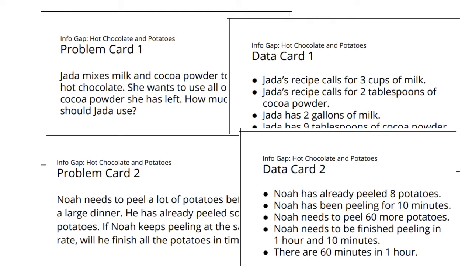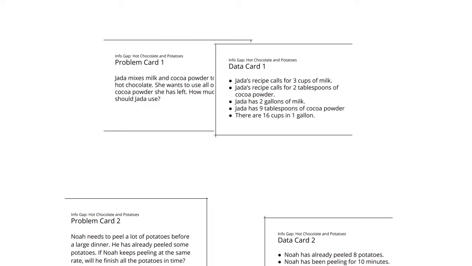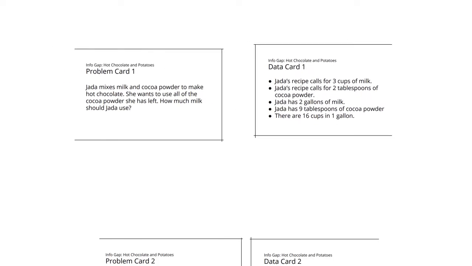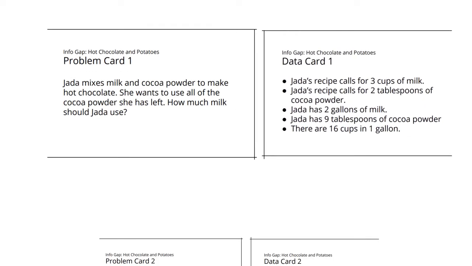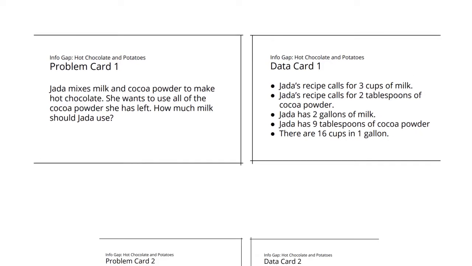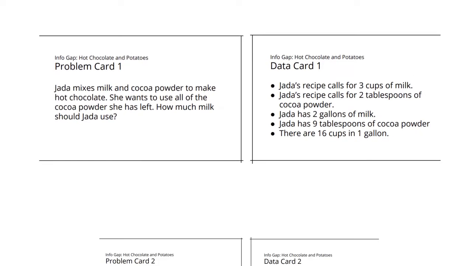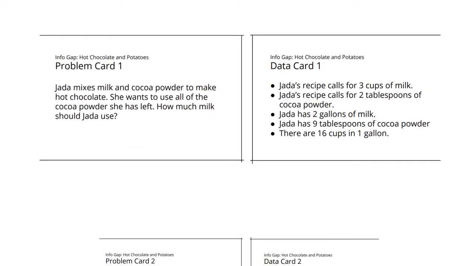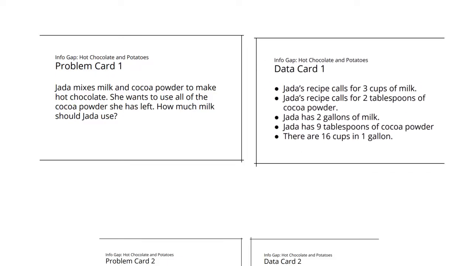So now we're going to introduce that information gap that I referred to at the beginning of the video. I'm going to put the data card and problem card down here for problem card 2. Let's focus on number 1. You're going to get your students into pairs, so your whole class is going to be in pairs. In their teams of 2, one kid is going to be given the problem card, and the other student is going to be given the data card.